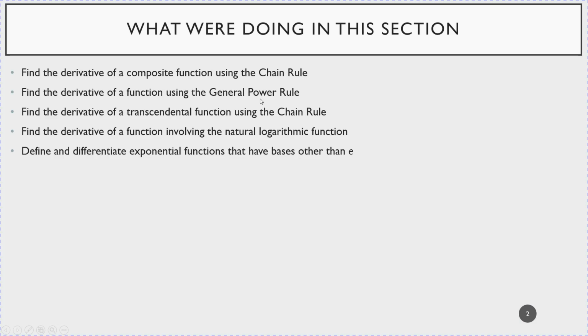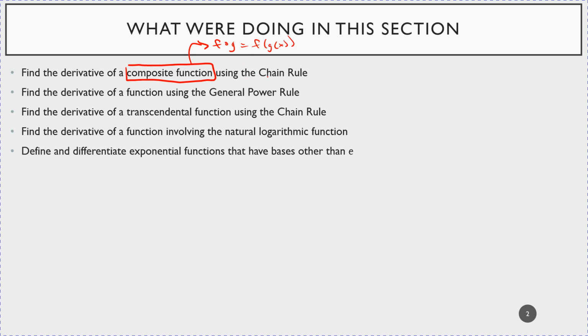Okay, so what are we going to do in this section? The first thing we're going to do is find the derivative of a composite function. Just as a quick refresher, what is a composite function? That's something like this, f composition g, so this would be f of g of x. And we're going to find the derivative of this composite function using the chain rule.